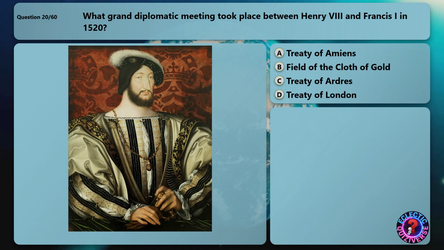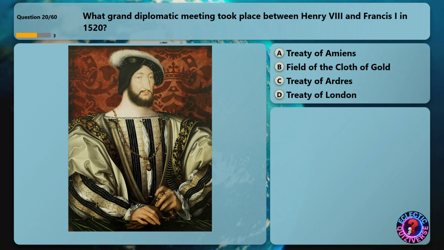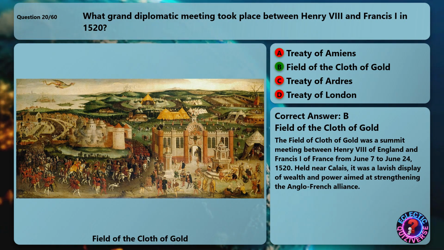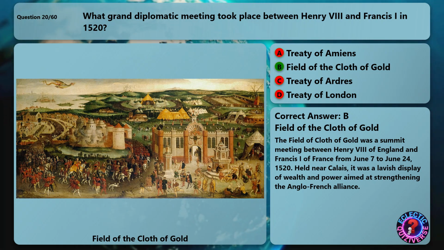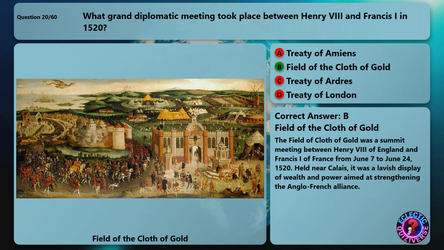What grand diplomatic meeting took place between Henry VIII and Francis I in 1520? The correct answer is Field of the Cloth of Gold. The Field of Cloth of Gold was a summit meeting between Henry VIII of England and Francis I of France from June 7 to June 24, 1520. Held near Calais, it was a lavish display of wealth and power aimed at strengthening the Anglo-French alliance.